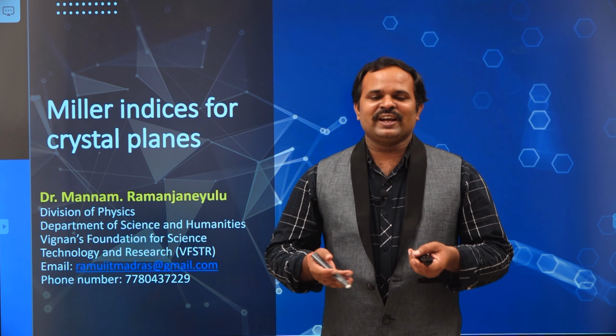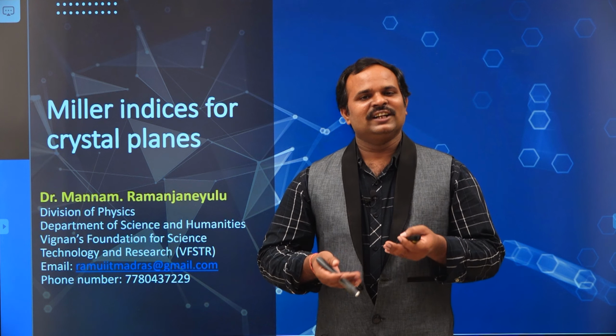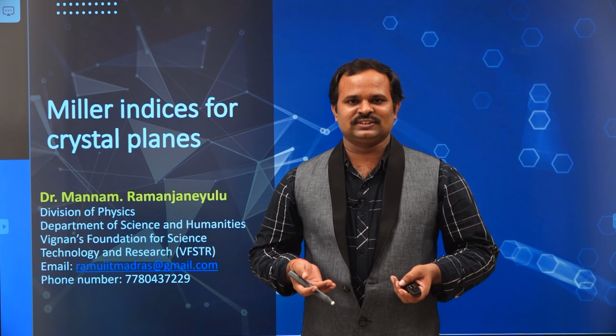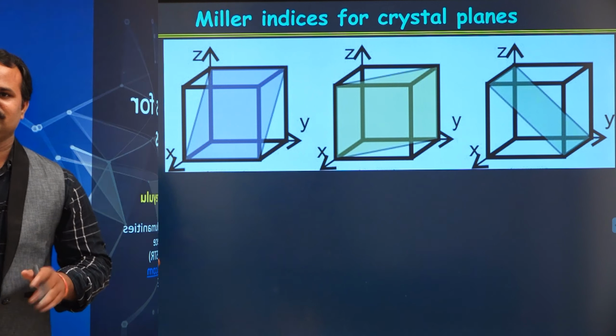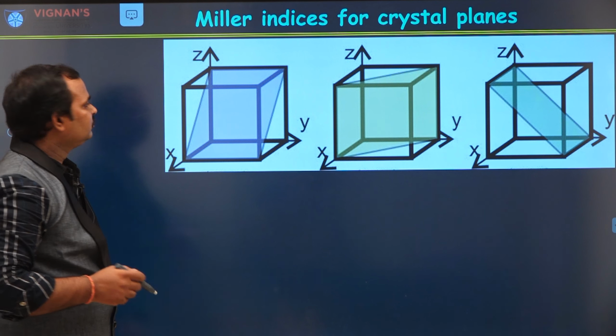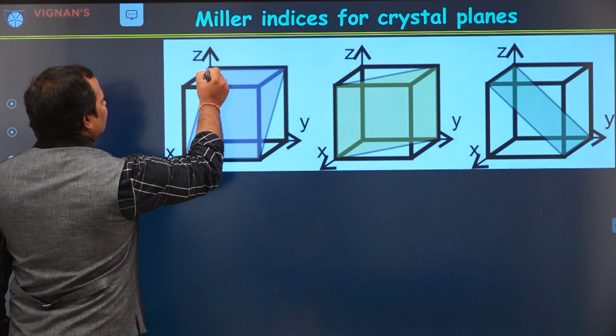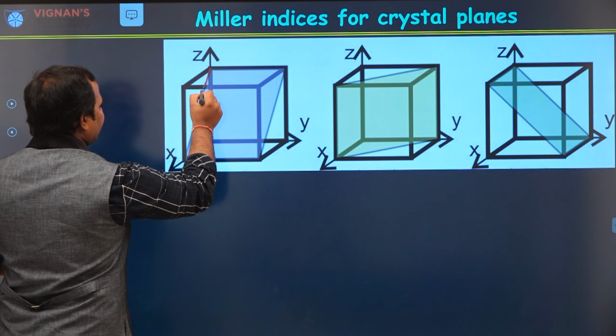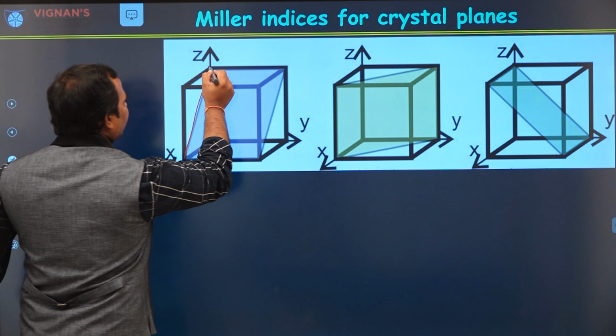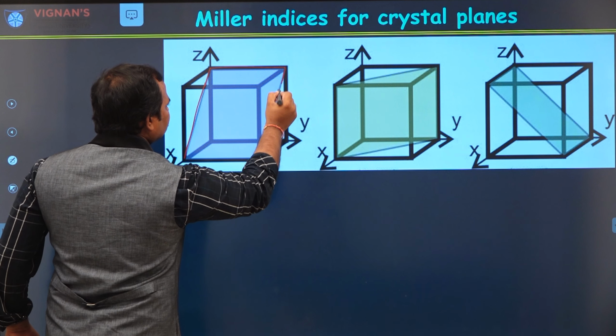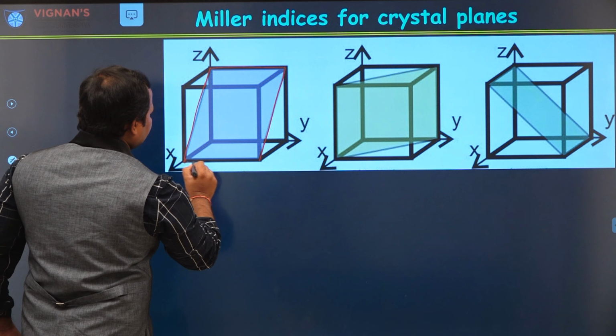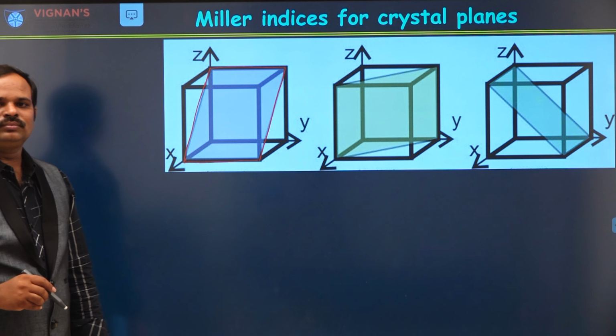Hello everyone, welcome back. In the last lecture we discussed the Miller indices. Let us continue with more examples. Let's start. This is another example. In this case, we wanted to find out the plane. This is a diagonal plane. This is the plane that we wanted to find out.